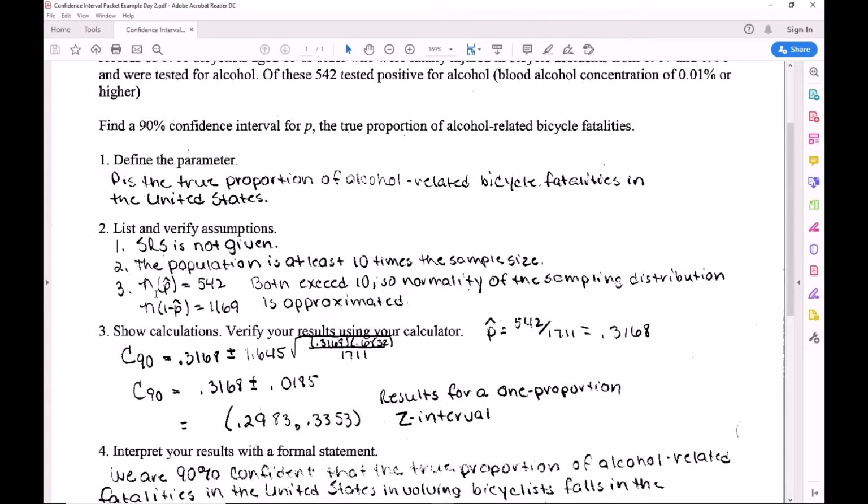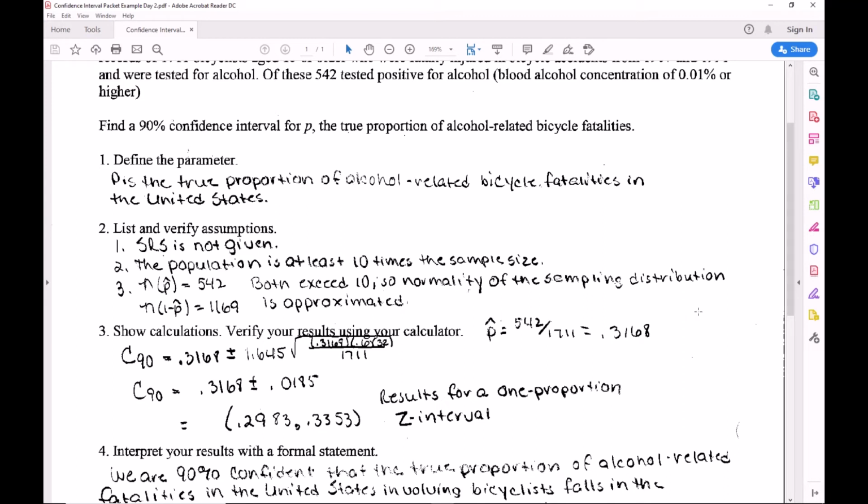Now, if you want to go and check the normality of your sampling distribution, remember it's n times p hat, n times 1 minus p hat. I didn't write out exactly what the values were that go in there, but I did write out the products. They're both over 10. Now, don't just write n times p hat is greater than or equal to 10 and n times 1 minus p hat is greater than or equal to 10, because that doesn't really show that you checked them. So at least give the products. So here they are. Both exceed 10, so normality of your sampling distribution is approximated.